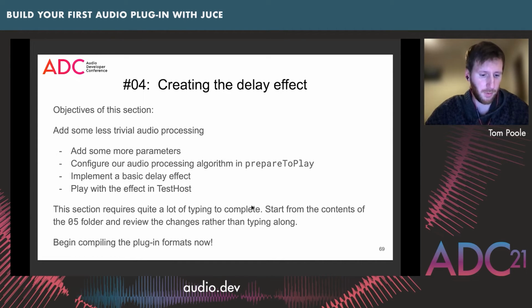So we're going to start adding a bit of complexity, and for this section and the following one, it's best to sort of review the code changes as we go through. First off, because adding a delay effect has a reasonable amount of code just to implement the delay algorithm, and this is a workshop on how to make a JUCE plugin, not how to implement a delay effect. And in the following section, it's because the code isn't particularly interesting to type in yourself.